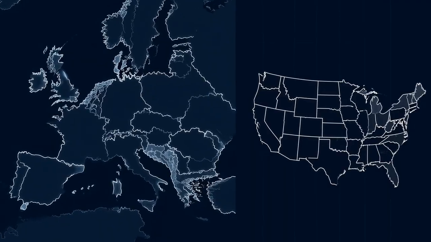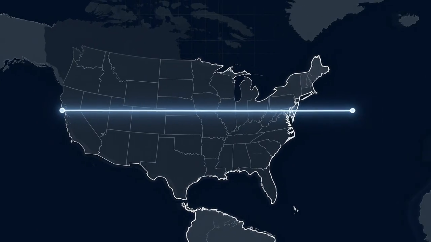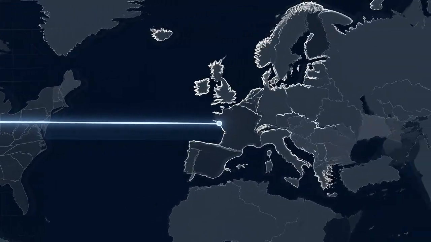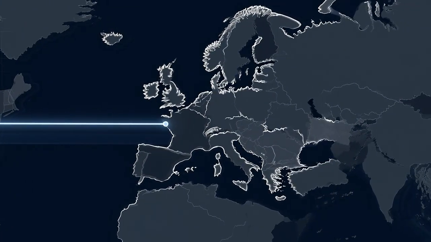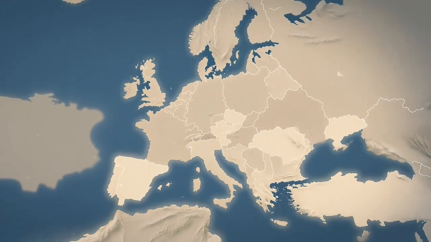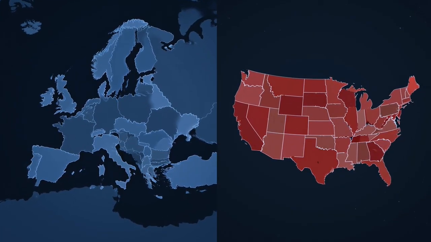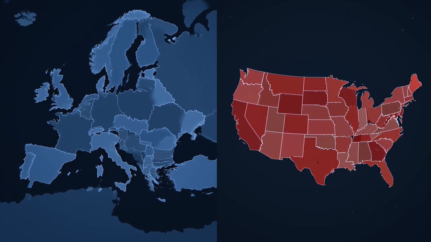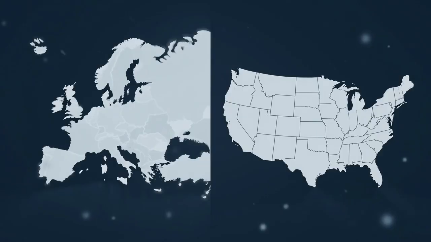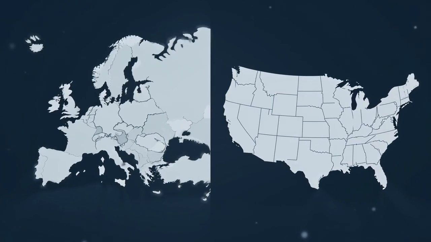Now let's move to another misconception, the width of the United States compared to Europe. Many Americans grow up hearing that the US is roughly the size of Europe. That's partially true, but not in the way people imagine. The contiguous United States is about 4,500 kilometers from coast to coast. Europe, depending on where you measure, stretches around 4,000 kilometers across. So yes, they are comparable in width.